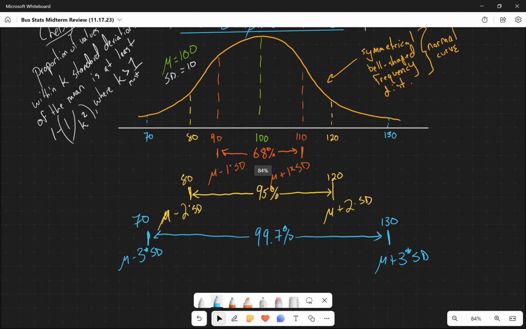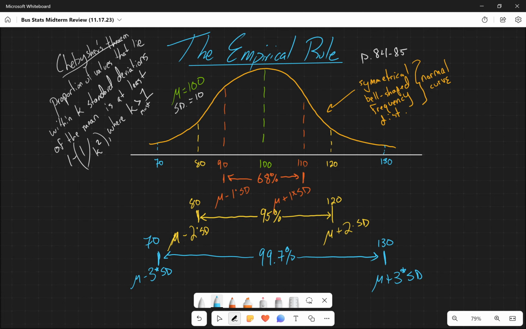Questions on the empirical rule? Again, it's just a more specific application of Chebyshev's theorem. It is not going to play a lot into the class until the end, when we start to talk about regression analysis. And then the empirical rule is something we're using constantly. It is also on the midterm.